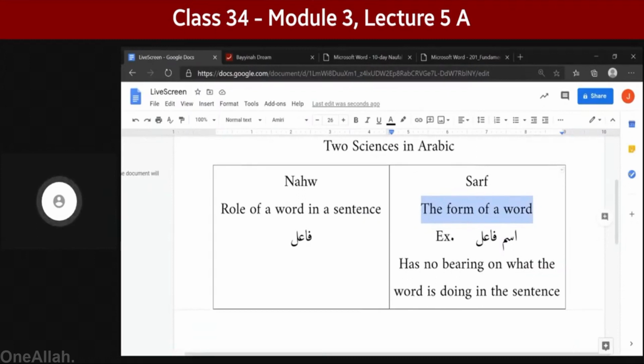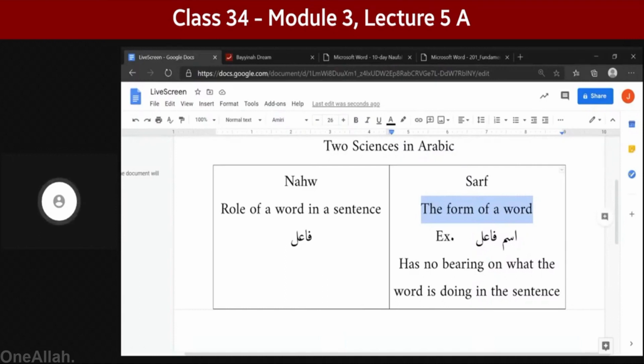You can look at a word by itself without a sentence and you can apply sarf to it, right? You can look at a word in a vacuum and you can apply sarf to it. Nahu requires context. That's why when we were learning a lot of stuff about the isms at the beginning, we said, you know, when we have context, it'll make sense. You need to have context to understand this properly.